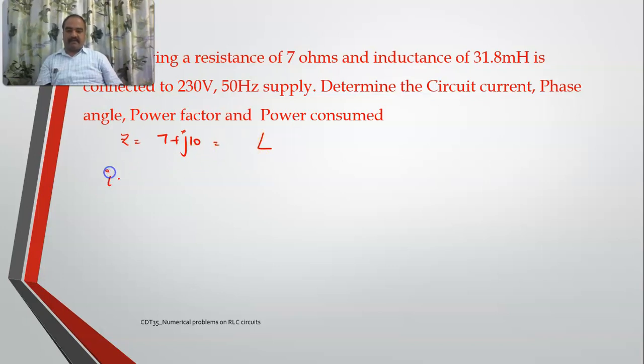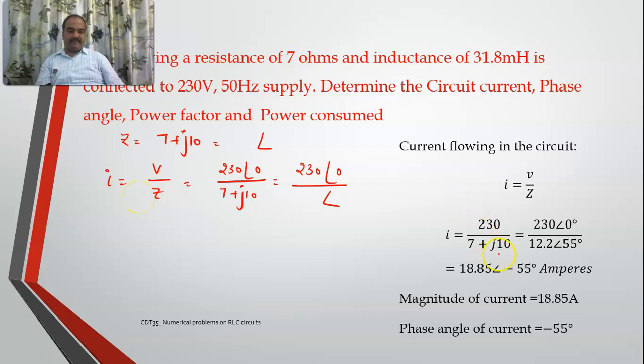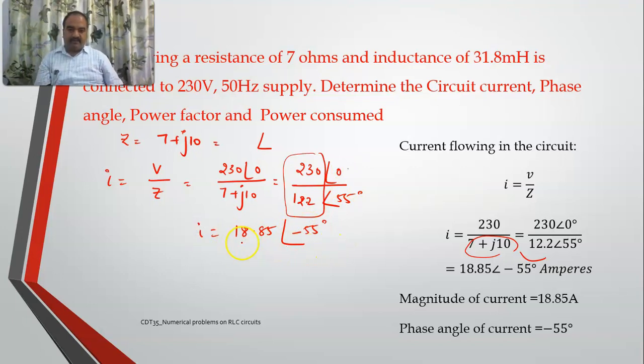Now what is my I? It is V by Z. V was 230 at an angle of 0, and this is 7 plus j10, which is also to be converted into magnitude and angle. If I convert this into magnitude and angle, what I get is 12.2 at an angle of 55 degrees. So magnitudes get divided, 230 by 12.2, I'll get 18.85, and the angle is 0 minus 55, it is minus 55. So this is the magnitude and angle of the current.